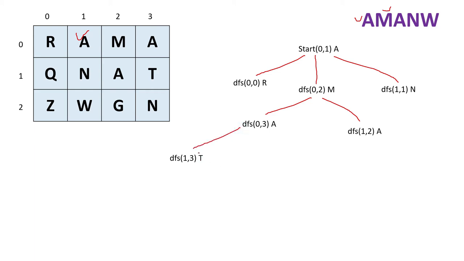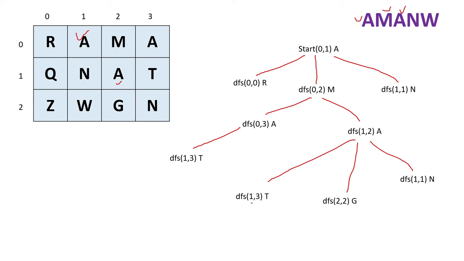But here we got our value as T, while we were expecting the result as A. So we can't proceed on this path. Then we can come back from here and check this other path. From DFS 1,2, this A, we can go in three directions: N, G and T. So T, G or N, right? These are the three directions I can go.